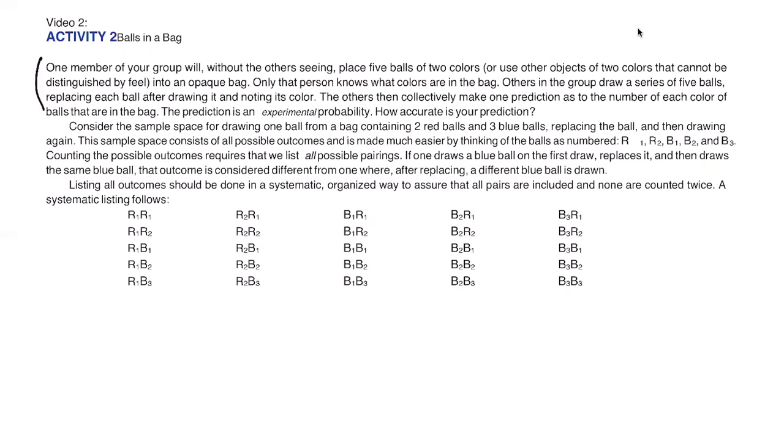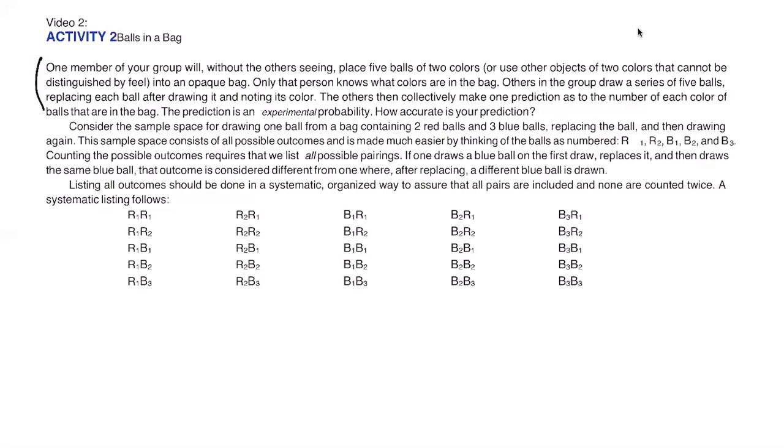So in the next paragraph, consider the sample space for drawing 1 ball from a bag containing 2 red balls and 3 blue, replacing the ball and then drawing again. This sample space consists of all possible outcomes and is made much easier by thinking of the balls as numbered R1, R2, B1, B2, and B3. Counting the possible outcomes requires that we list all possible pairings.